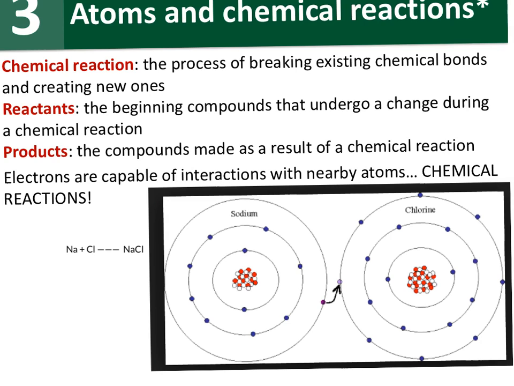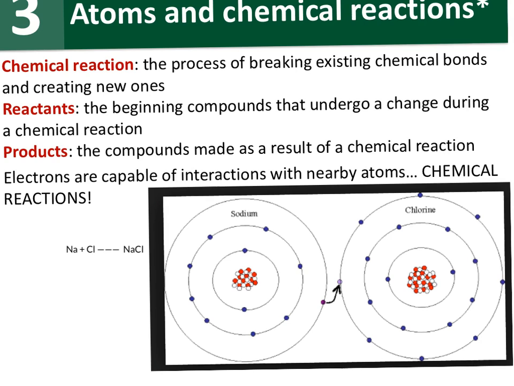So we've got sodium, which has 1, 2, 3, 4, 5, 6, 7, 8, 10, 11. It has 11 protons and 11 electrons. And then chlorine, I'm not going to count it up, has a certain number, and sodium is going to donate an electron to the chlorine atom.